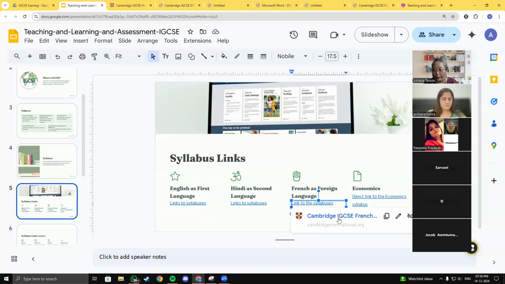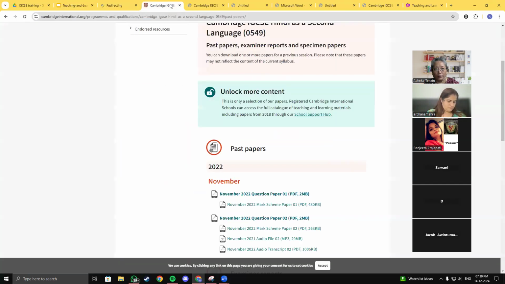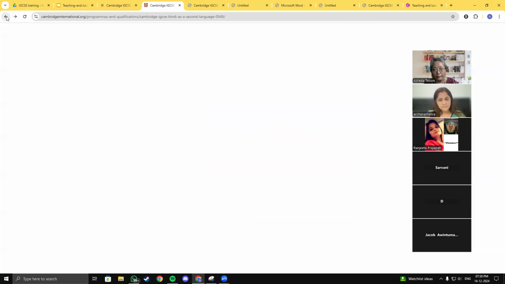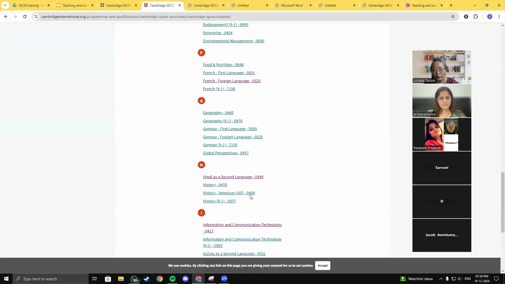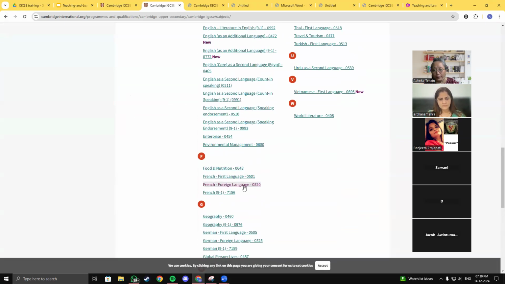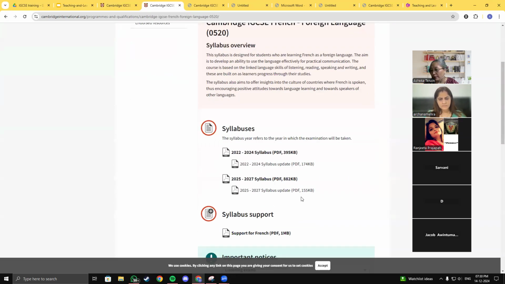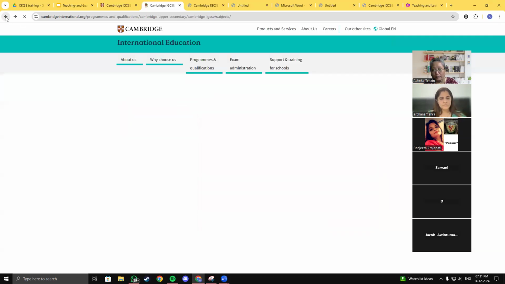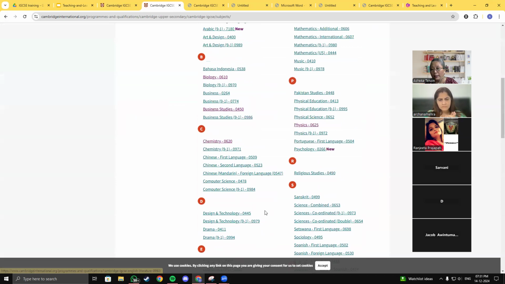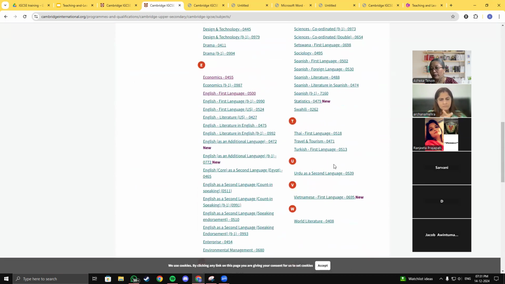Then you have French. Again, if you go to Cambridge, go back. You can go to F. You will see French foreign language 0520. Again, you will find the syllabus. So in the same way, when you go to IGCSE subjects, you will get this whole thing and you will be able to see all the subjects and all the syllabuses of the different subjects.